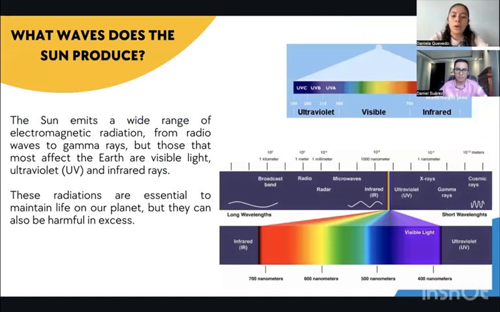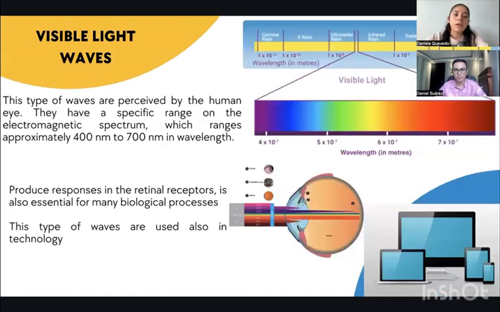The sun emits a wide range of electromagnetic radiation, from radio waves to gamma rays, but those that most affect the Earth are visible light, infrared rays, and ultraviolet rays. These radiations are essential to maintain life on our planet, but they can also be harmful in excess. First, we're going to talk about visible light waves.